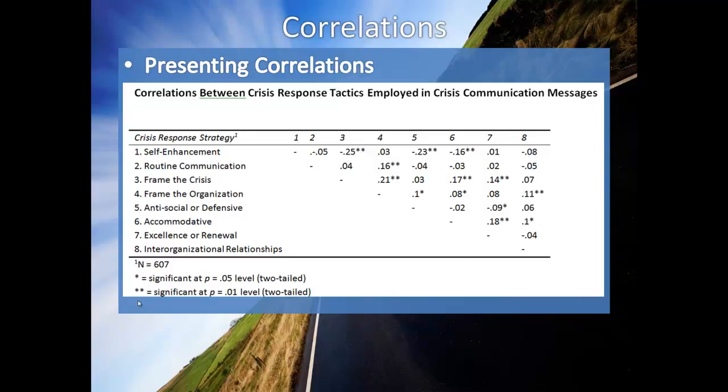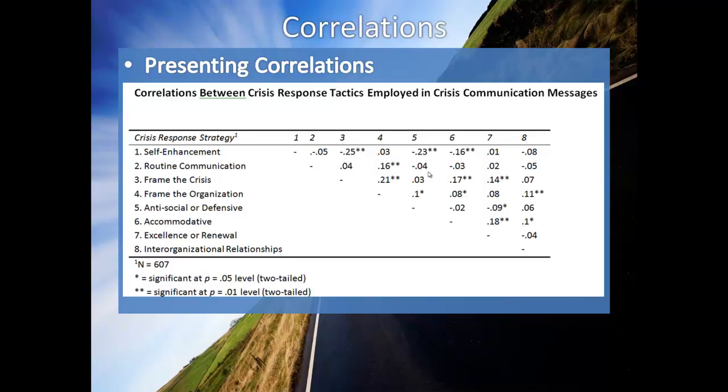What is the relationship between routine communication and antisocial or defensive strategies? If you said that it was an insignificant negative relationship, then you'd be right. So we take a look at number 2, routine communication. We see that antisocial is number 5, and we come right over here.